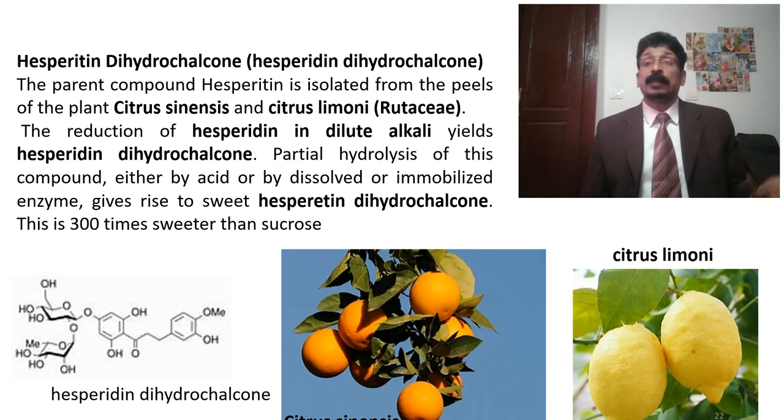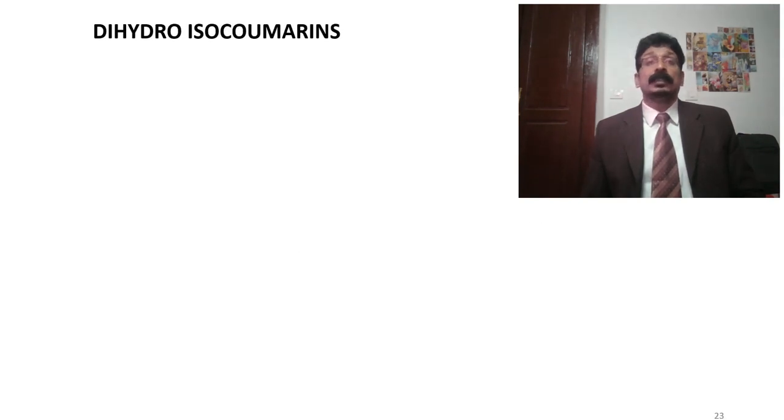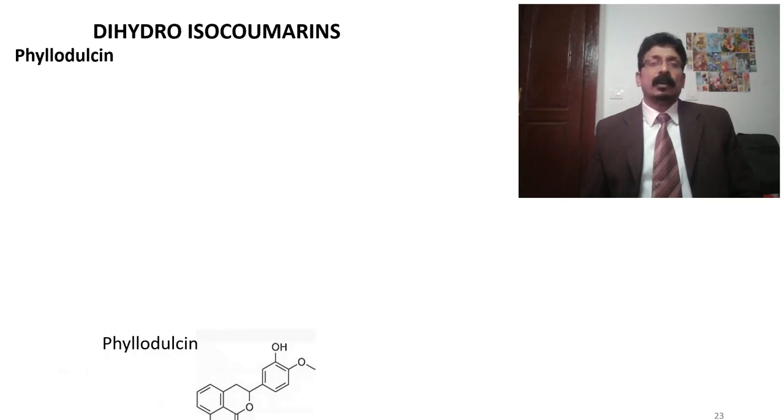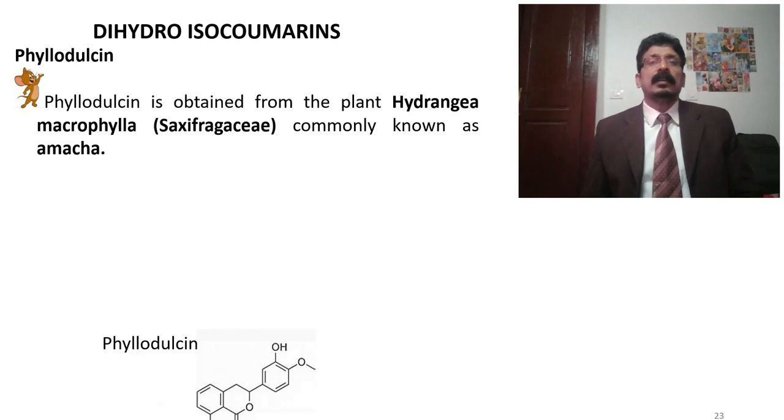Students, when you see the structures of similar compounds and you can see the glycosidic linkage, it is easy for you to write and to impress in the answer, more feasible. And this is dihydrochalcone, an example of a sweetening agent. Dihydroisocoumarin, there is a dihydroisocoumarin also, one plant which is giving, that is phyllodulcin, only one plant, one drug. Phyllodulcin is a dihydroisocoumarin.